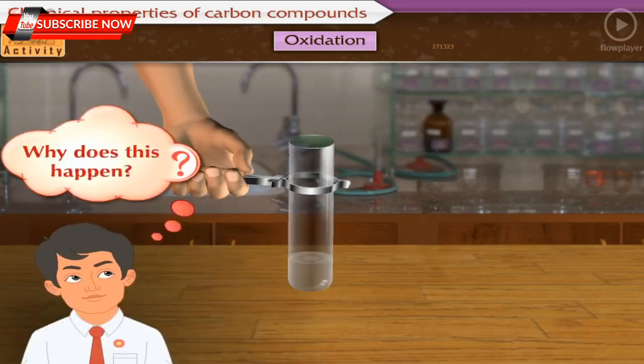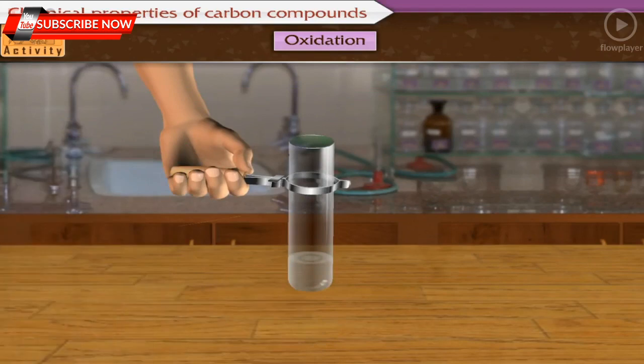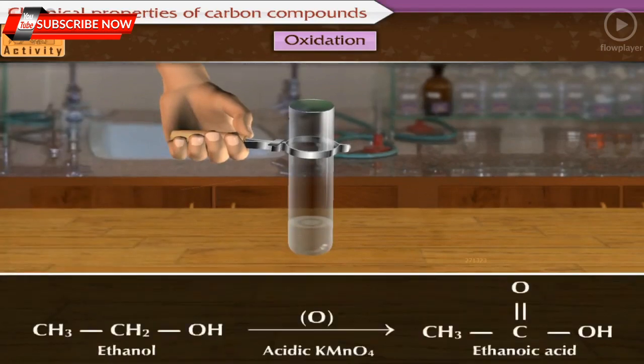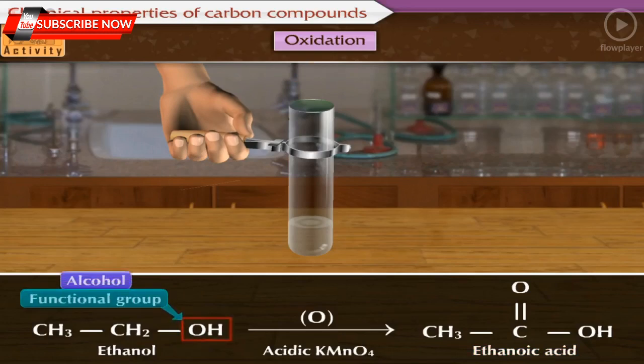Why does this happen? In this activity, due to potassium permanganate in the basic solution, ethanol has got oxidized, forming ethanoic acid. Therefore, this is an oxidation reaction. Only some chemical bonds near the functional group take part in this reaction.